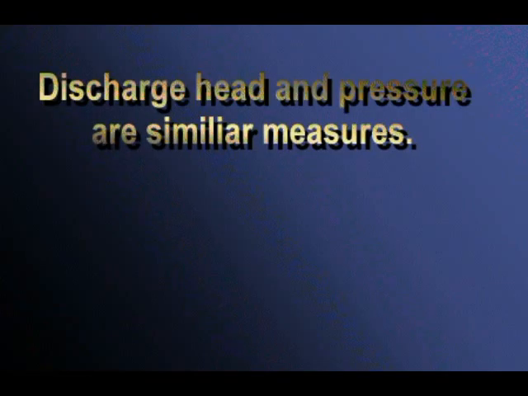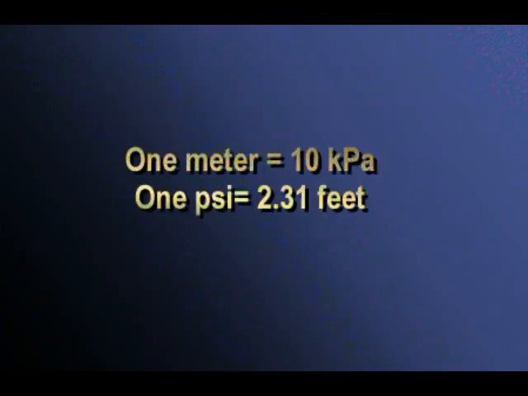As you may have noticed, the terms discharge head and pressure are used interchangeably when discussing pump performance. There are direct conversion factors between head and pressure measurements. Considering metric units, 1 meter of head is equivalent to 10 kilopascals. Using English units, 2.31 feet of discharge head is equivalent to 1 psi.